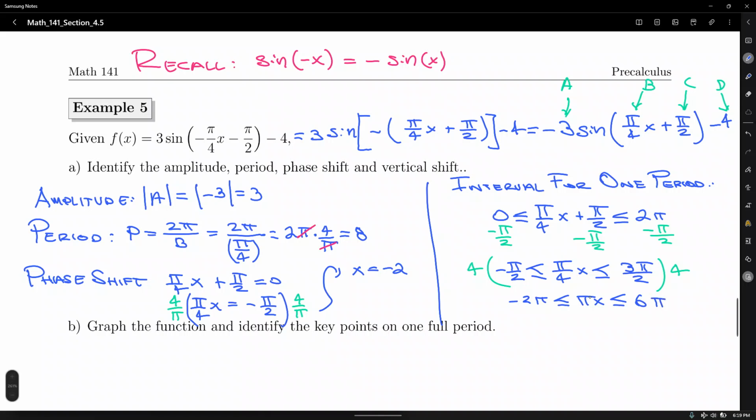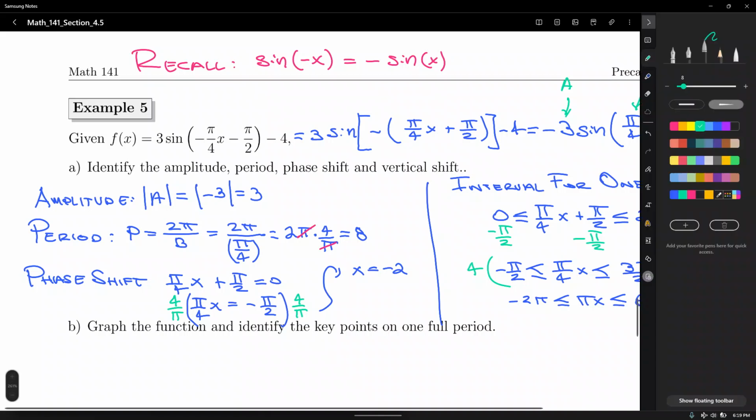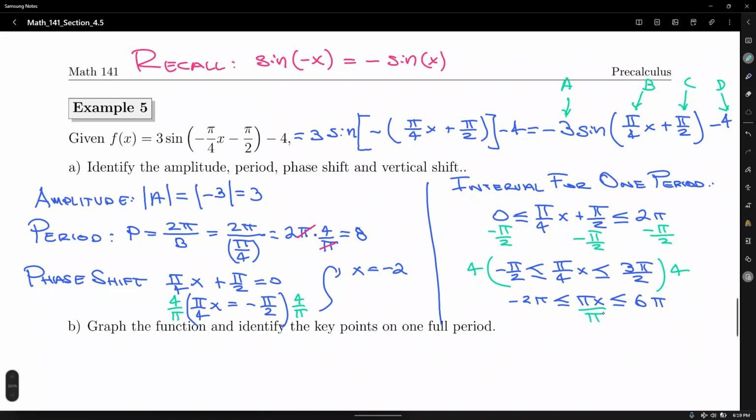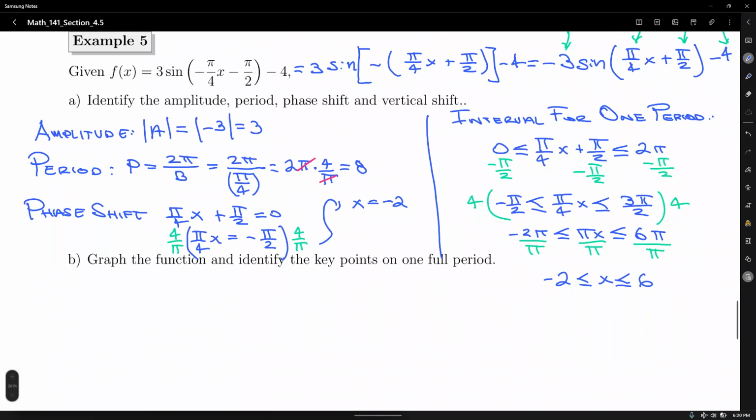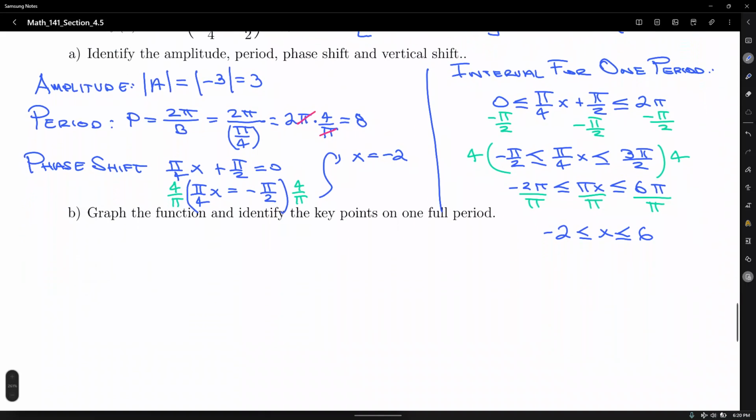All right, and finally, to get the x by itself, divide the 3 sides of the inequality by pi. That is going to leave us with simply integers, negative 2, x, and 6, unlike the ugly numbers from the previous example. All right, well, so that's going to give us the interval for one period of the graph.